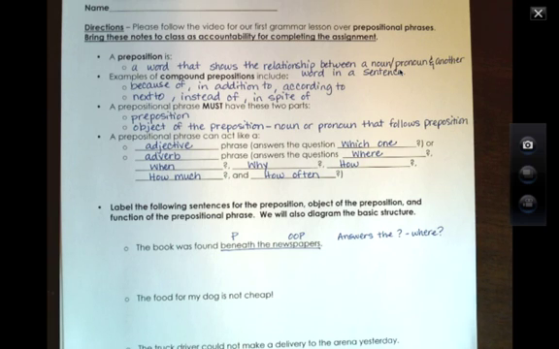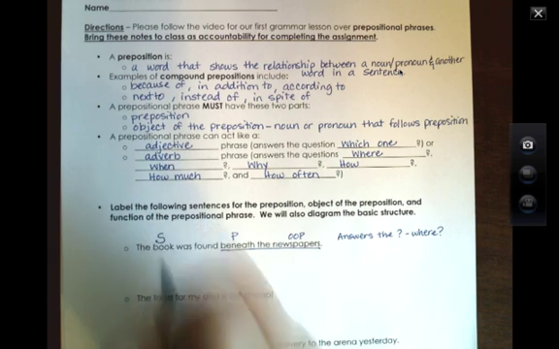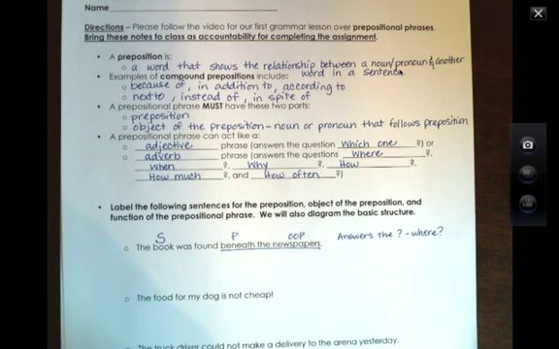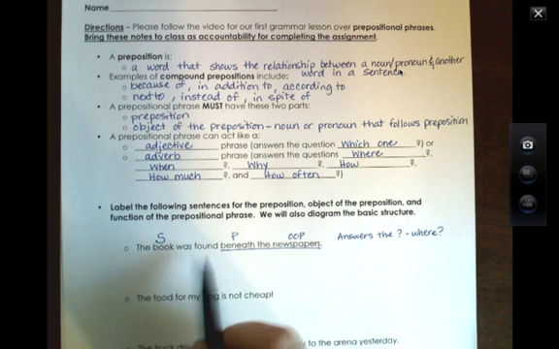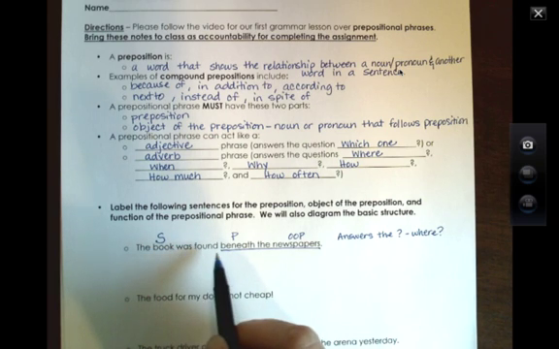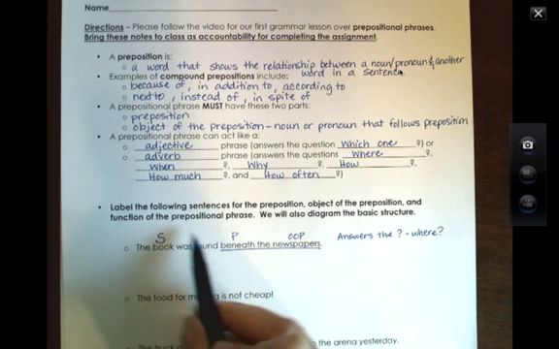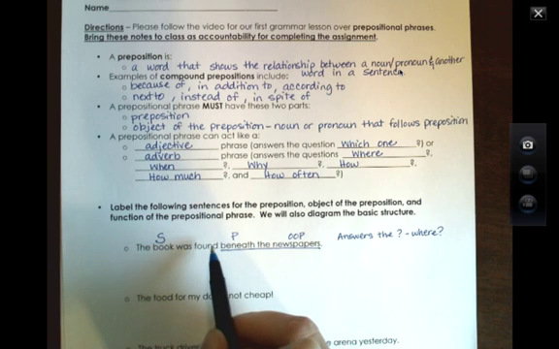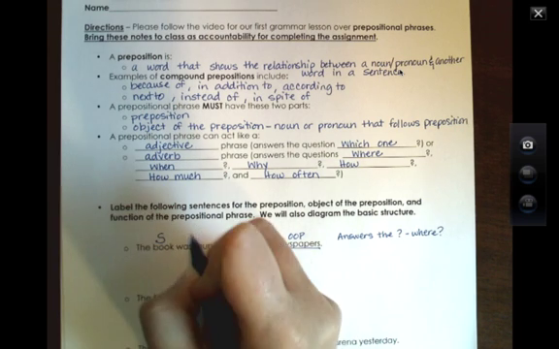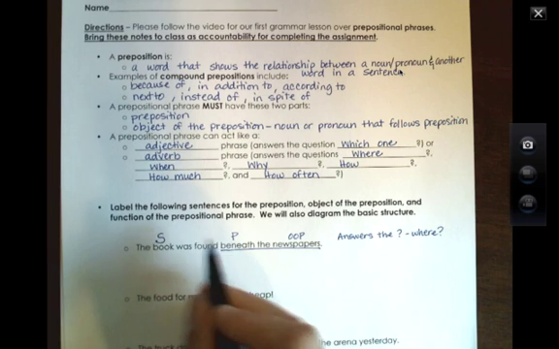In our sentence, the book was found beneath the newspapers, our subject is the book, and our verb is was found. Now we've got a helping verb here and a main verb. So when we diagram, these two words have to go on the same line because you can never separate a helping verb from a main verb in a diagram. So we're just going to think of was found as one verb.